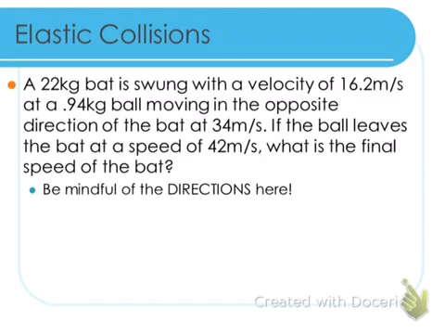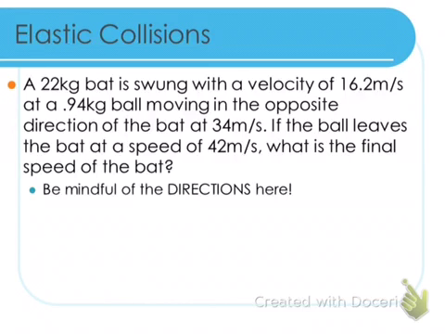All right, our next problem here tells us a bat is swung with a velocity of 16.2 meters per second. The ball is moving in the opposite direction of the bat at 34 meters per second. The ball leaves with a speed of 42 meters per second. What's the final speed of the bat? So we have to be really mindful of our directions here. We have to actually visualize what's happening in a baseball game. We have a batter who's swinging the bat in the forward direction, and we have a pitch coming in at us in the opposite direction.